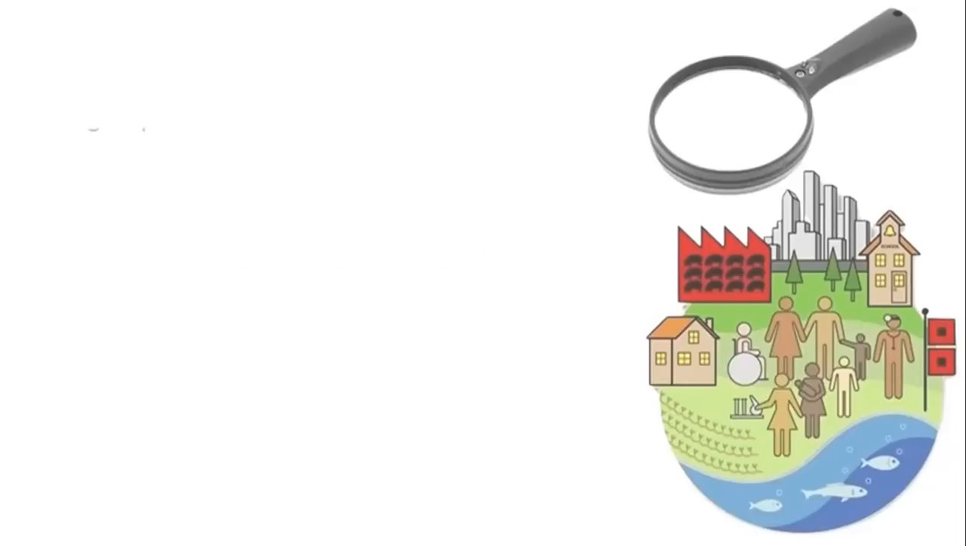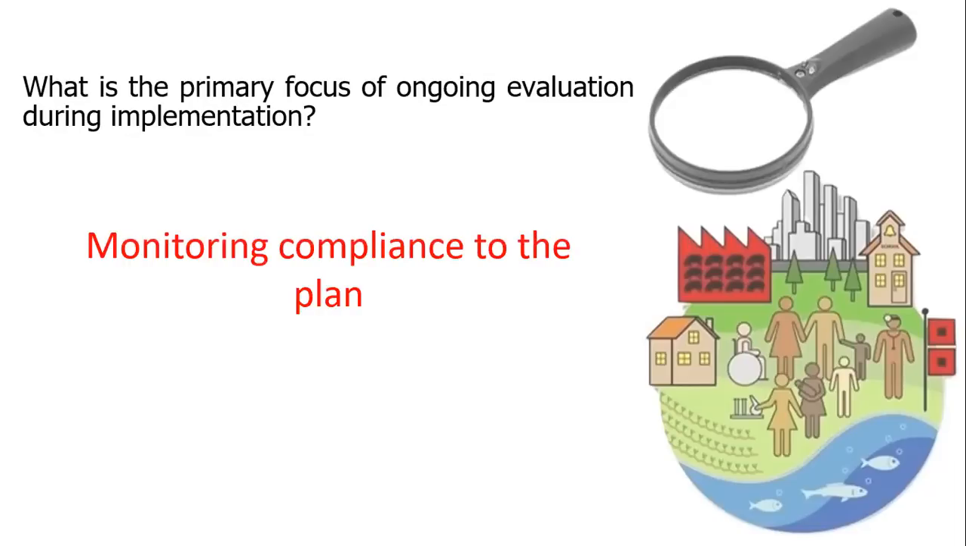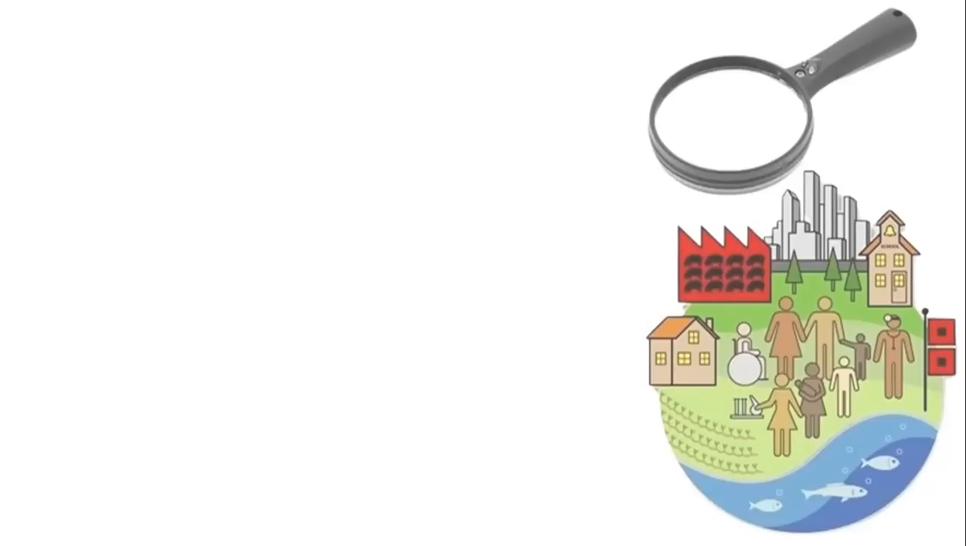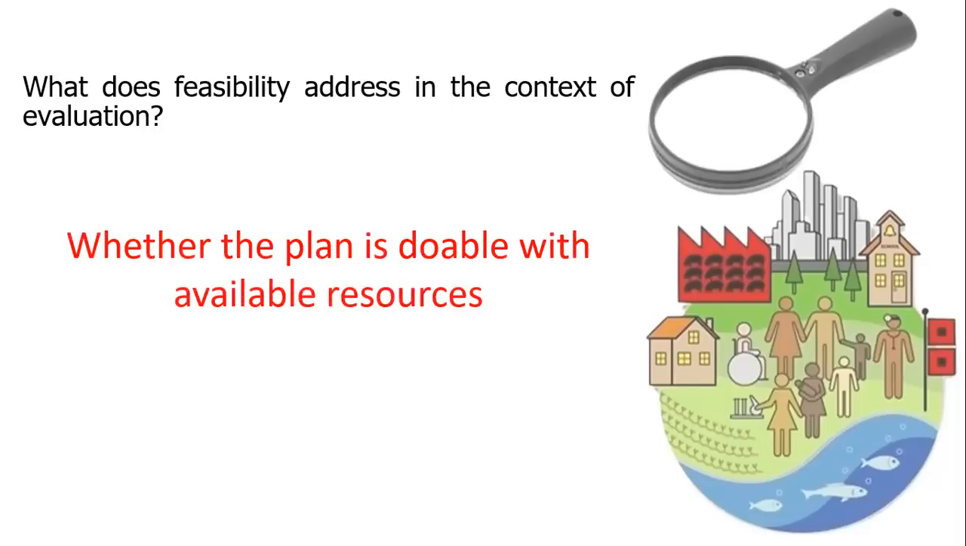Diba? Next natin. What is the primary focus of ongoing evaluation during implementation? It's monitoring the compliance to the plan. That is the primary focus of ongoing evaluation during implementation. What does feasibility address in the context of evaluation? Whether the plan is doable with available resources.